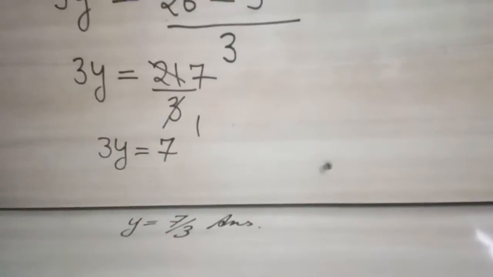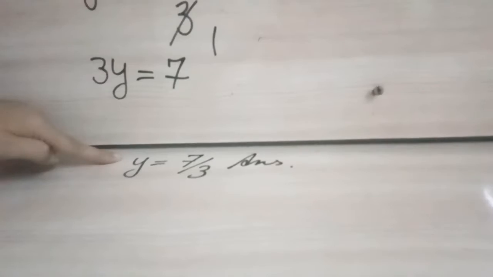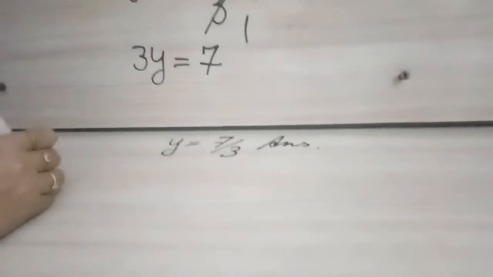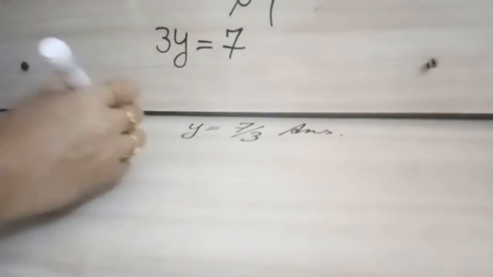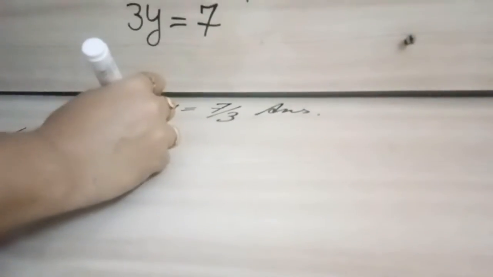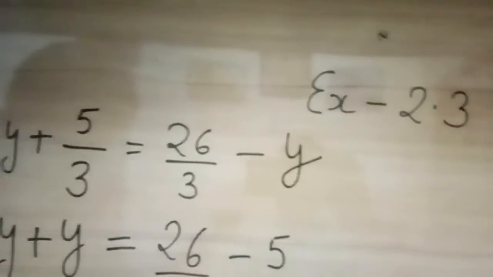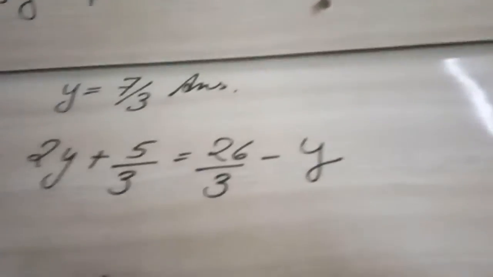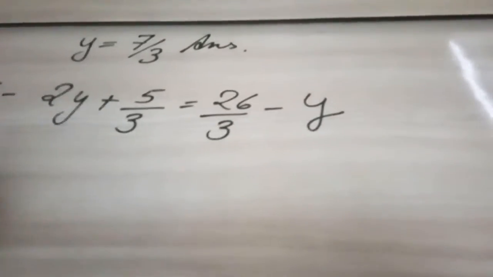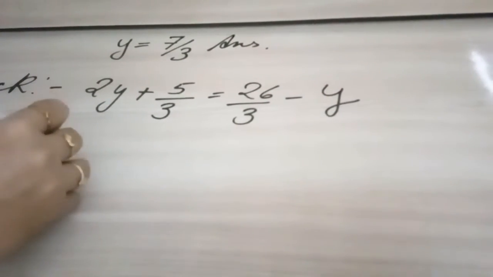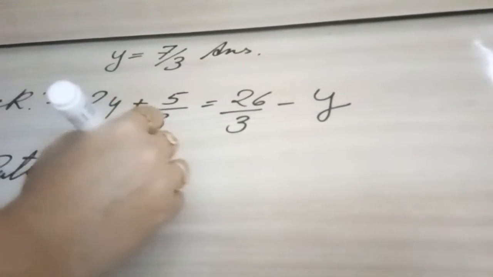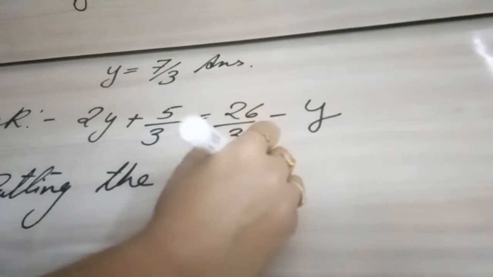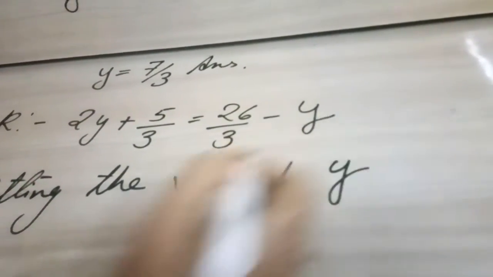This is our answer. Okay, after that, according to the question, they are asking us to check, so we will check. So for check, what we will do, we will copy the question again. So 2y plus 5 by 3 is equal to 26 upon 3 minus y. Okay, now what we will do, second step, putting the value of y. Now we will put the value of y.